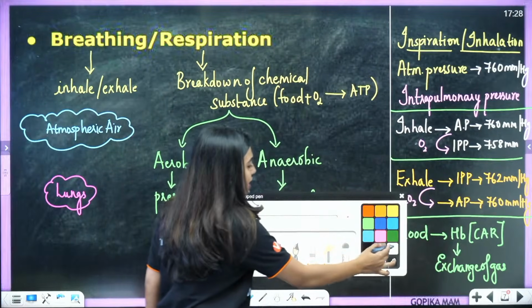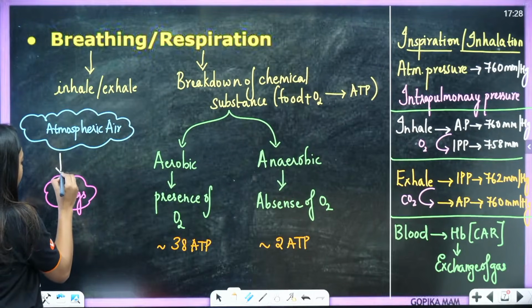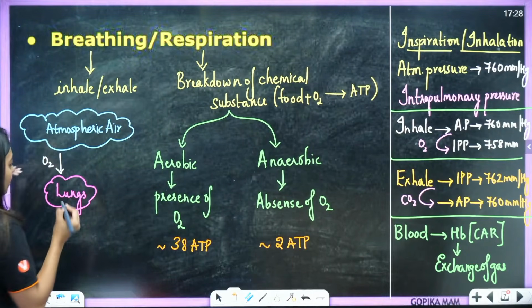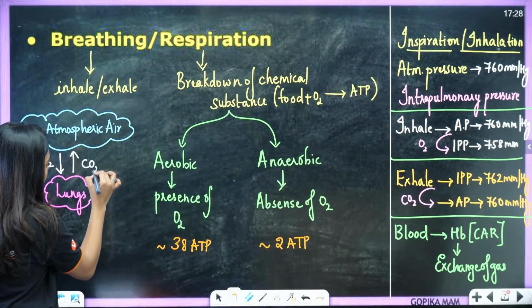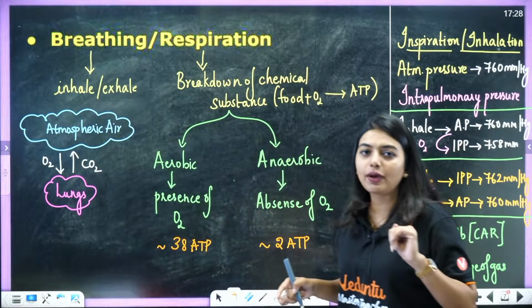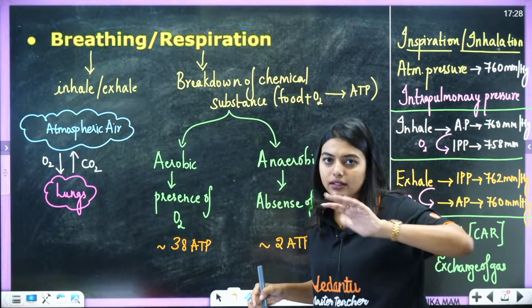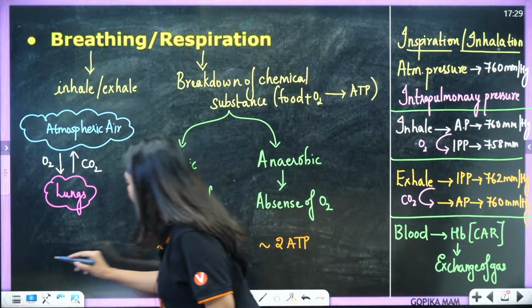So tell me the exchange between both of them. What am I taking from them? I am taking oxygen with the help of inhalation. I am giving out carbon dioxide with the help of expiration. From the lungs, where is it going, students? It will go into my blood, right? It will go into my blood vessels.